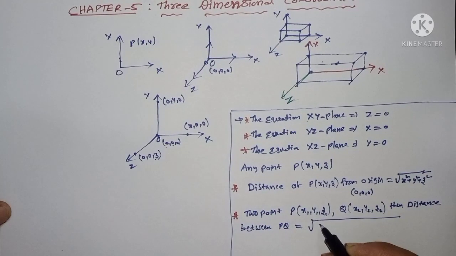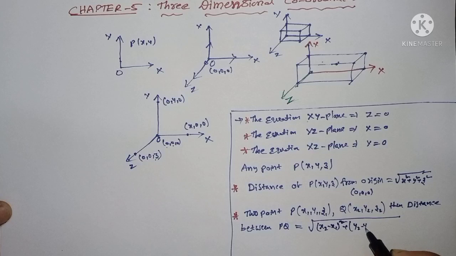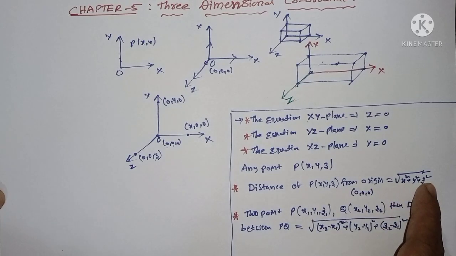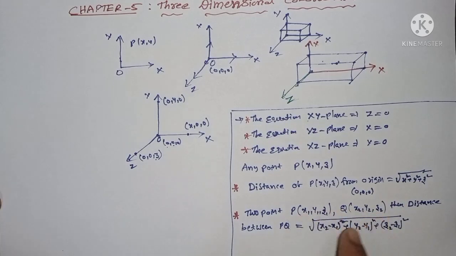Here also you can write first x2 minus x1 whole square as it is, plus y2 minus y1 whole square, plus the third one, z2 minus z1 whole square. I am adding the third coordinate only. If it is the origin, you can directly write root of x square plus y square plus z square. If two points are given, PQ is equal to under root of x2 minus x1 whole square plus y2 minus y1 whole square plus z2 minus z1 whole square.